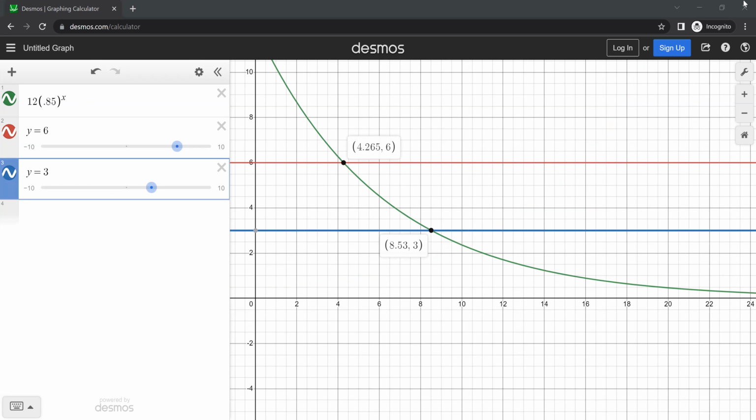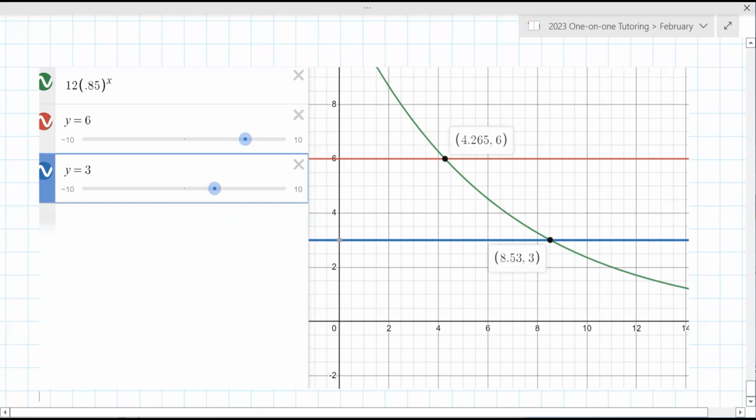Okay, so sorry it was rushed here at the end. Let me go back to the other screen. But to do part F, let me know when you're seeing that. To do part F, you take the 8.53 and subtract the 4.265, and that'll give you your answer.